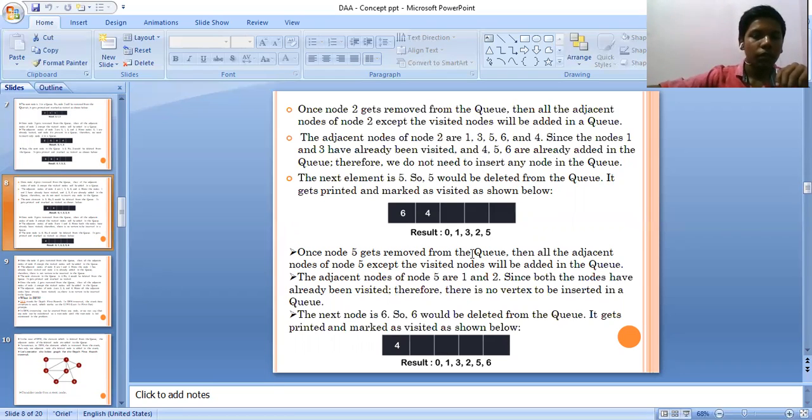Once node 5 gets removed from the queue, then all the adjacent nodes of node 5 except the visited nodes will be added in the queue. The adjacent nodes of node 5 are 1 and 2. Since both of the nodes have already been visited, therefore there is no vertex to be inserted in the queue. The next node is 6. So 6 will be deleted from the queue. It gets printed and marked as visited as shown below.